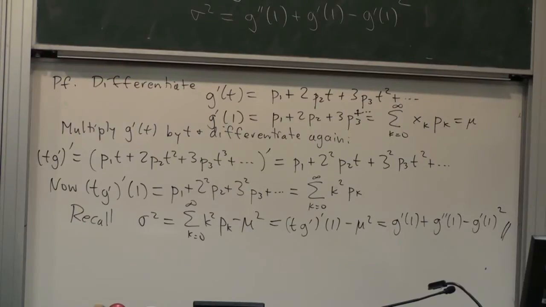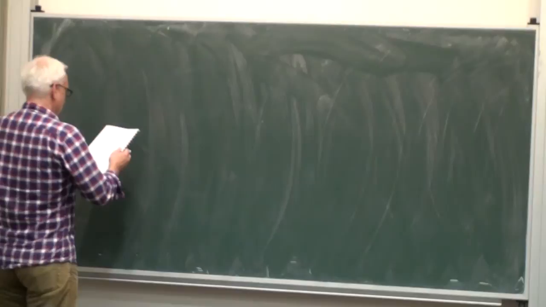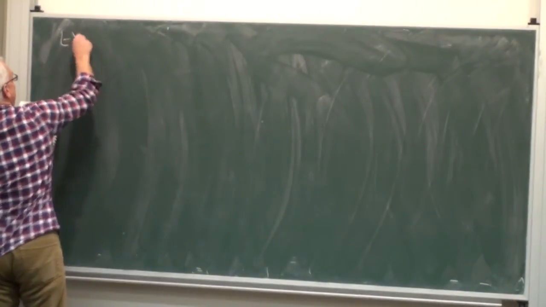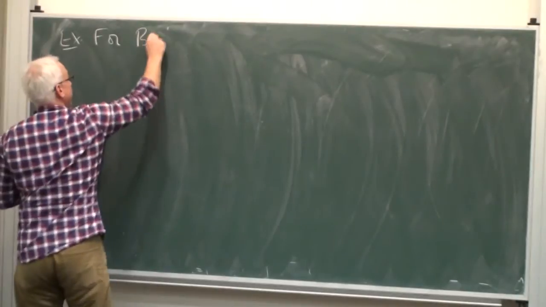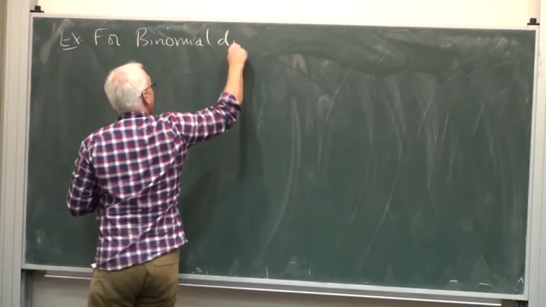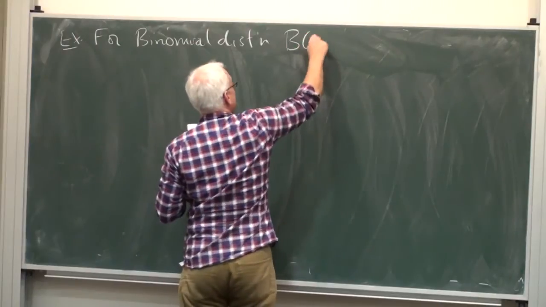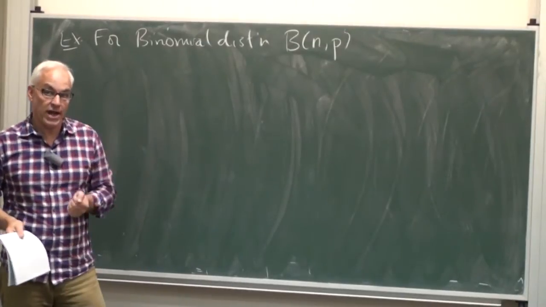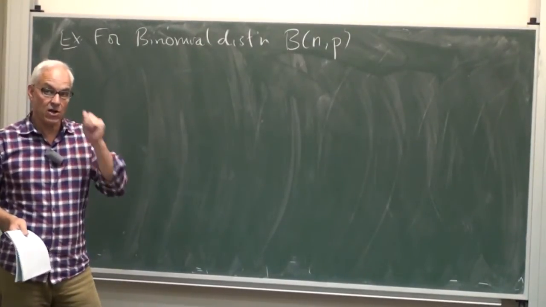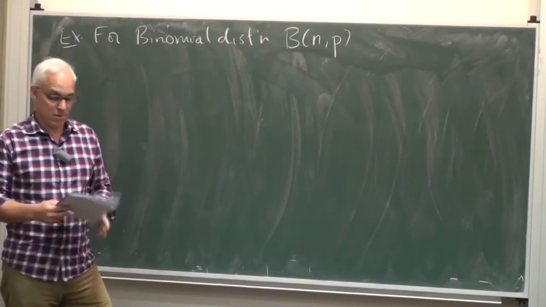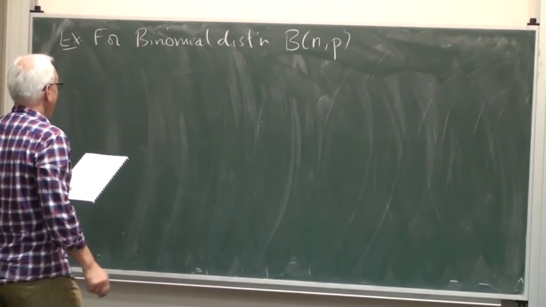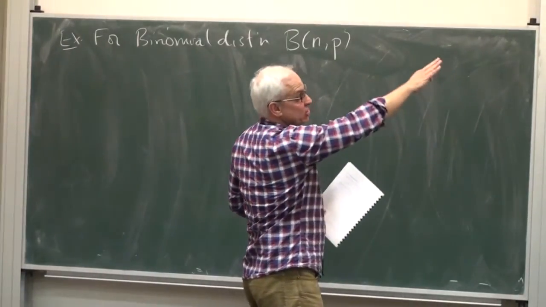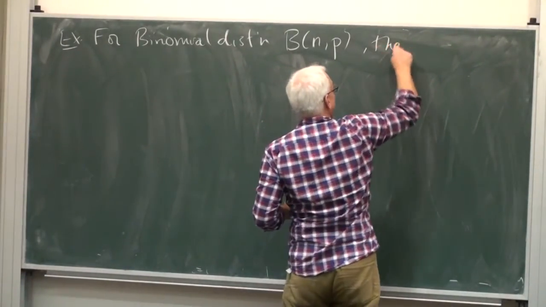All right, that's good. So let's see if we can calculate, now using this technology, the mean and the variance of this binomial distribution. All right, so for the binomial distribution, the thing that we're calling B(n,p), and I remind you that means we are tossing a coin n times, and the probability of a single head is p. Okay, so the first thing we need to calculate is this generating function. So what is the generating function?